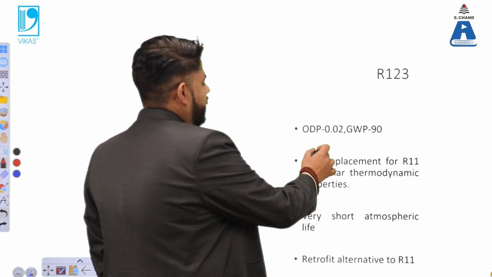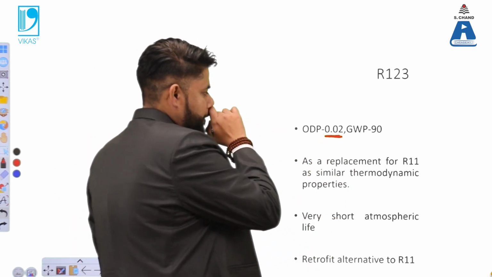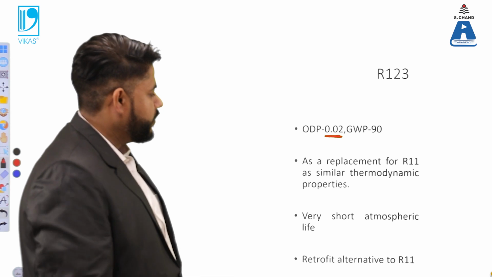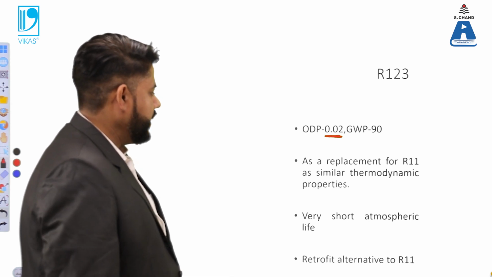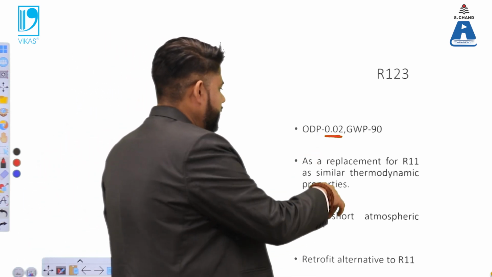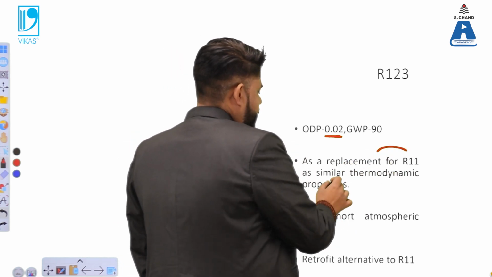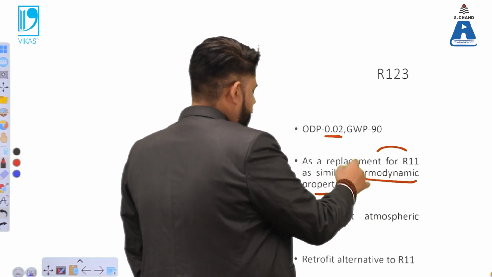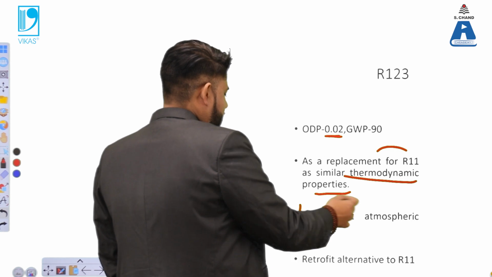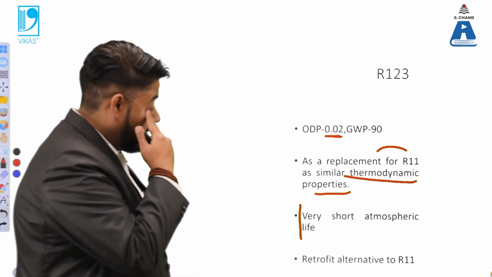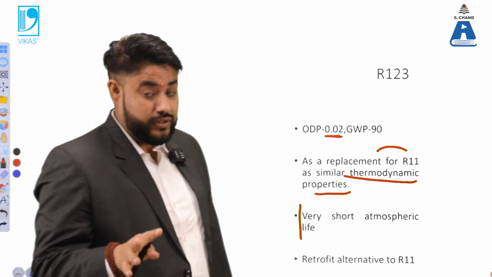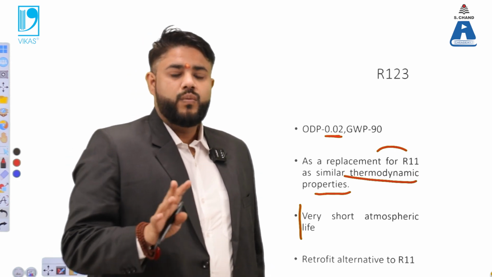Now R123A, although the ozone depletion potential is there, the global warming potential is also 90, and it is basically the replacement of R11, and it has similar thermodynamic properties, and it has a very short atmospheric life, and it is a retrofit alternative to R11.